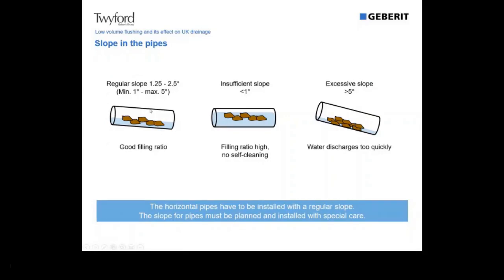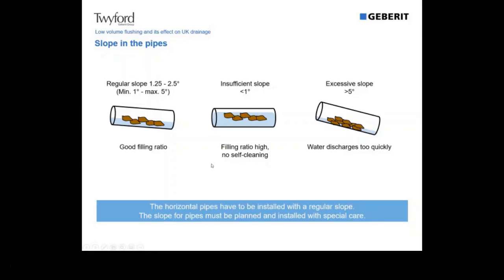On a regular slope, 1.5 to 2.5%, with a good fill ratio, we will allow the waste and the wastewater to be evacuated through the system at a good velocity. With insufficient slope, typically the wastewater will run, but the waste may stay. Equally, if it's an excessive slope, the wastewater is really going to run off and the waste is going to stay behind.